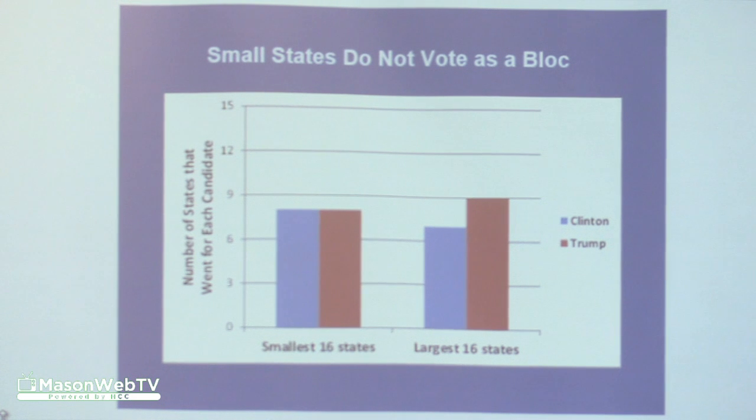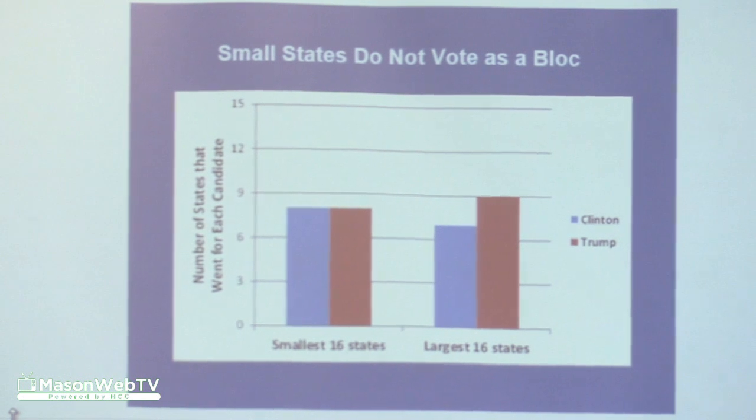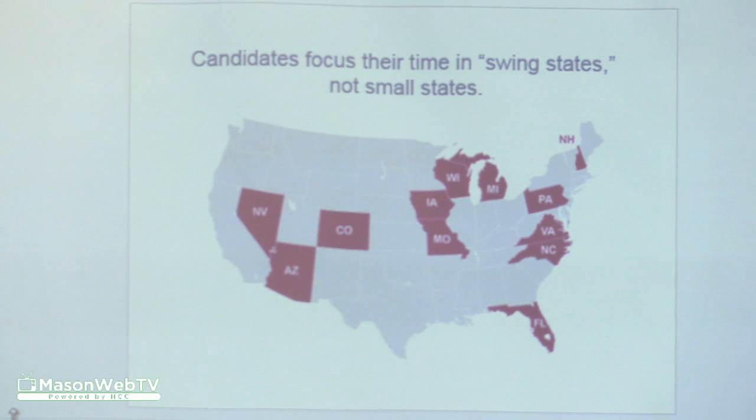And here's the 2016 election to show this. The smallest 1/3 of states, those with fewer than 6 electoral votes, did not all go for the same candidate. In fact, they were exactly and evenly split. 8 went for Clinton, 8 went for Trump. Small states do not vote as a bloc, and they do not benefit by the Electoral College.